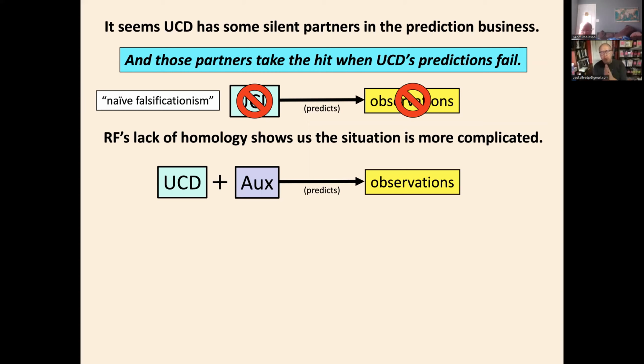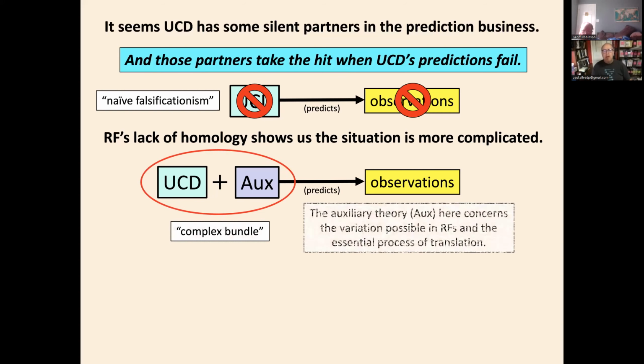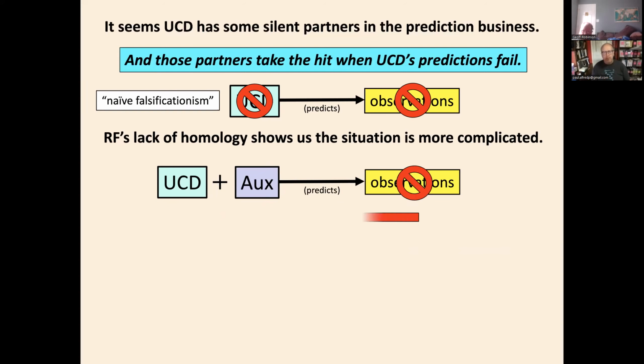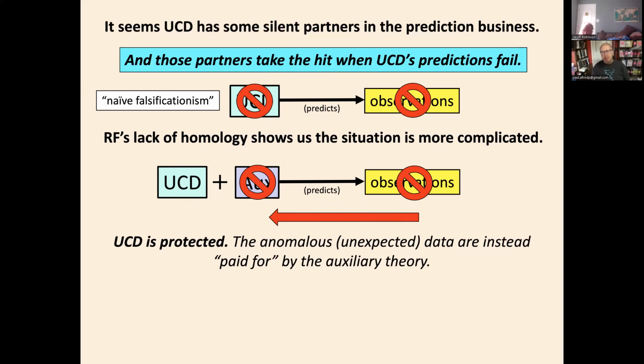Common descent is coupled with an auxiliary theory that enables us to make predictions, because common descent is perfectly general. It doesn't actually tell you anything about the world until you couple it with other parts of your biological knowledge. And then that lets you make predictions. So you've got this complex bundle here. And what happens is when there's a failed prediction, typically the auxiliary theory takes the hit, and universal common descent is protected or insulated from empirical challenge.